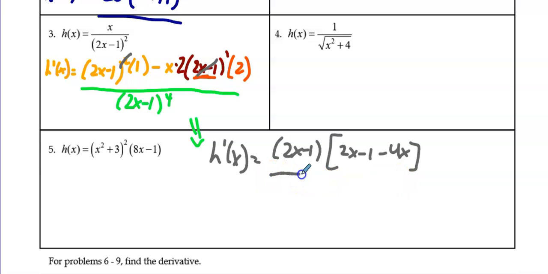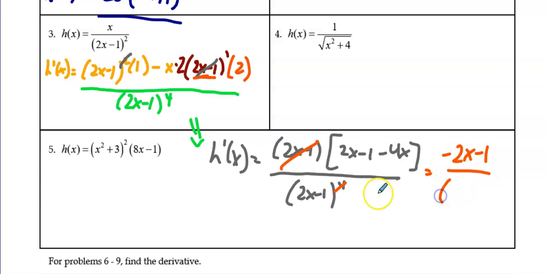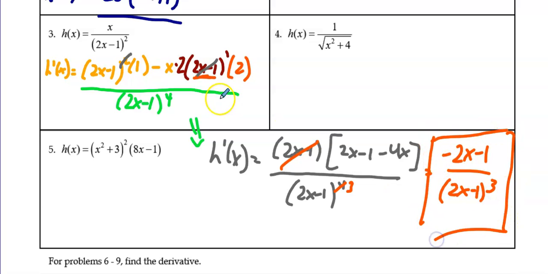And then I'm going to be all over (2x - 1)^4. And then, ladies and gentlemen, we can finally finish this question up by canceling this with this. And so our answer is going to be negative 2x minus 1 all over, oh, this should be a 3, (2x - 1)^3. Okay, so this is a good way of using the quotient rule and the chain rule to solve the problem.